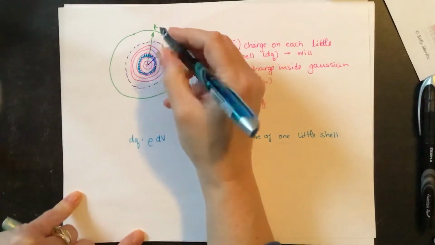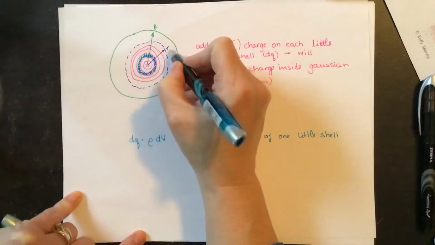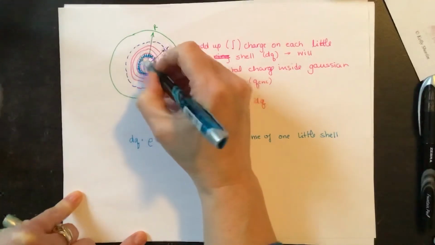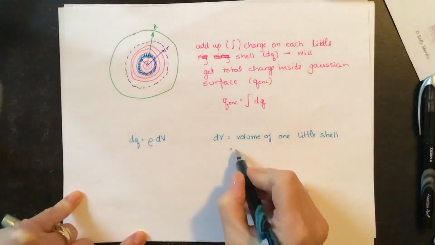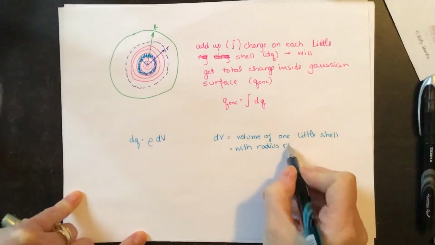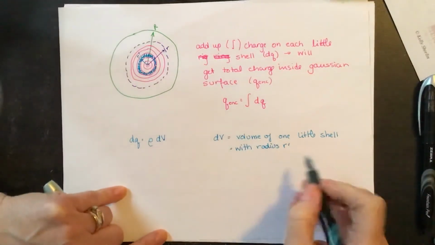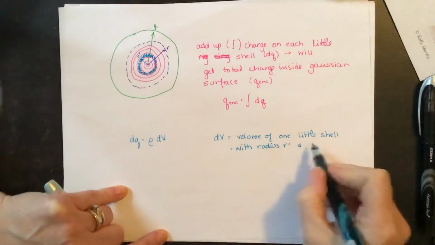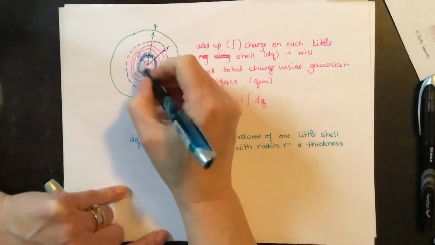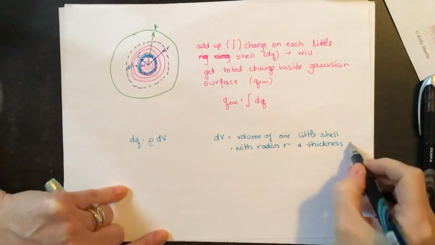Okay, so I need some way to identify it. I want to write down the radius of this little ring. I've already used little r, I've already used big R. I'm going to call this radius r primed. If you don't like the primed notation, I suppose you could call it something else, s or z or k or something. It also has a thickness. And the thickness is a little bit in that r prime direction. We'll call that dr primed.